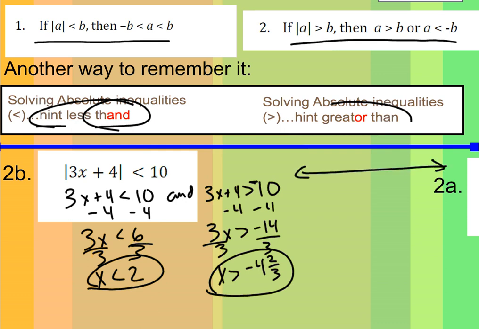So on a number line, 1, 2, 3, 4, 5. So -4 2/3 will be down here. 2 will be right here. They're both open, but since it's "and," you go towards each other. So you can either do that or fill in. I don't care as long as you show me that this is open and this is open.